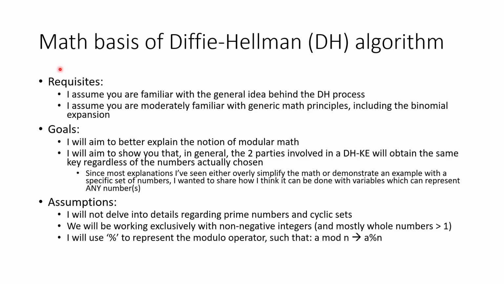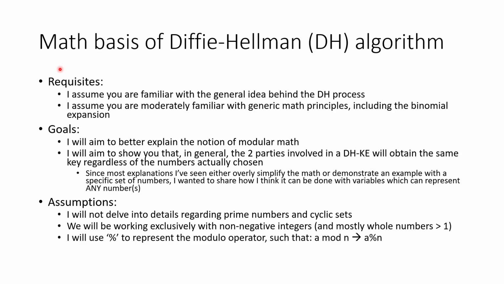Some assumptions. I won't delve into details regarding prime numbers and cyclic sets and the role of these entities in the Diffie-Hellman algorithm, although these are very important and are frequently implemented. The actual math doesn't really require that they exist to end up working. So I'm not going to go into that here. And we will be working exclusively with non-negative integers. So whenever I'm talking about any number, I'm talking about 0 and above, and mostly whole numbers greater than 1. I'm not talking about like 3.5 or anything like that.